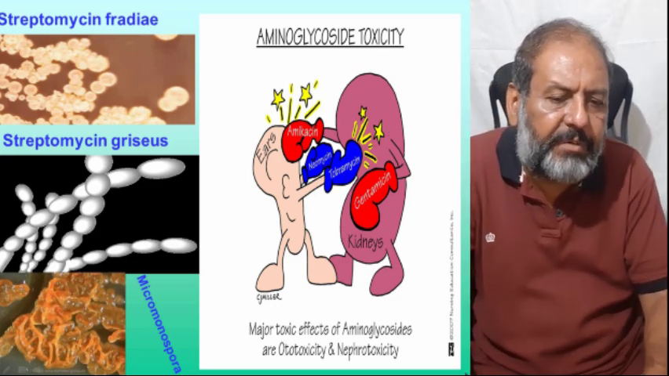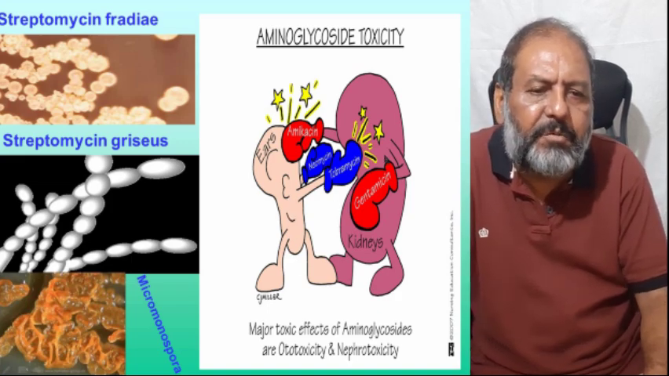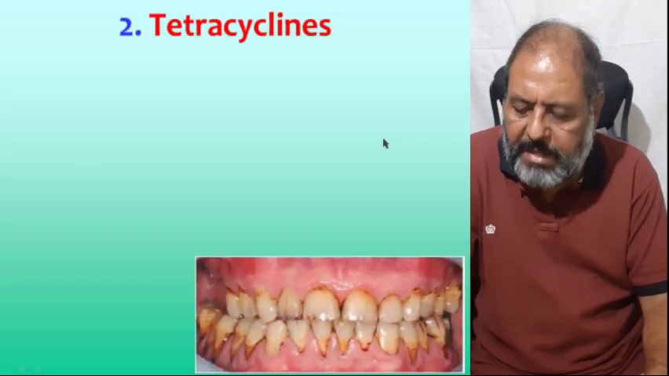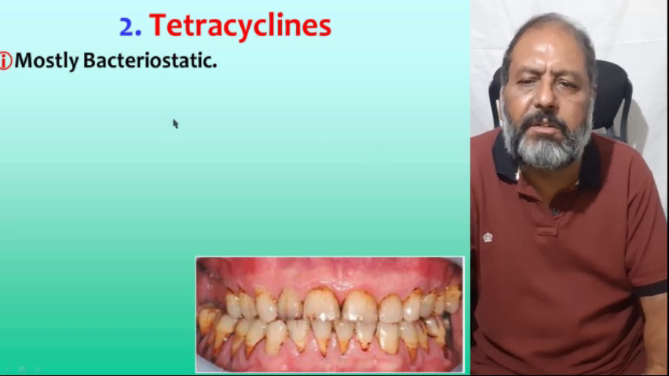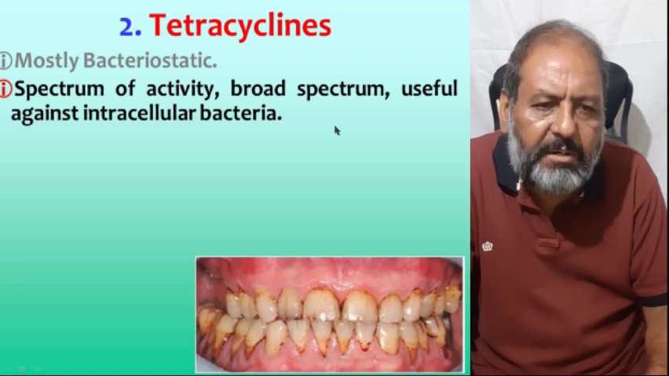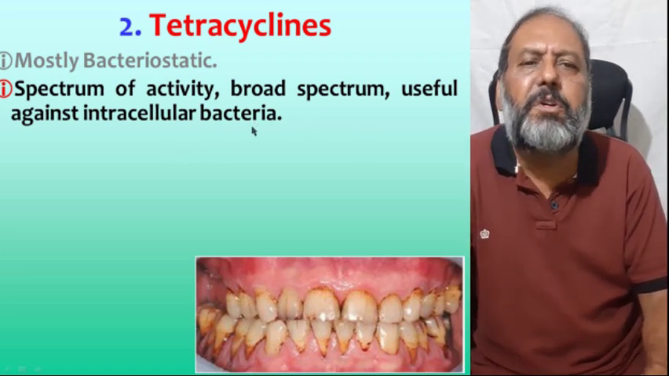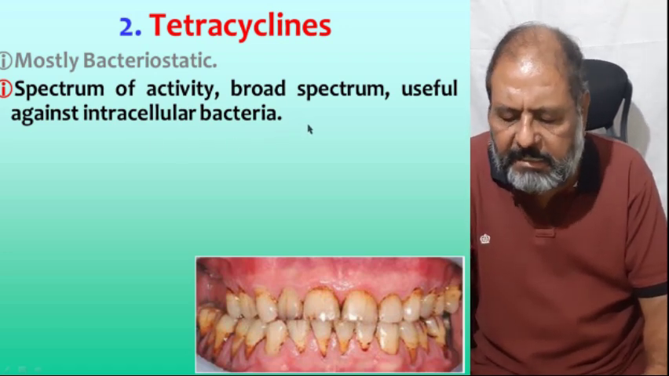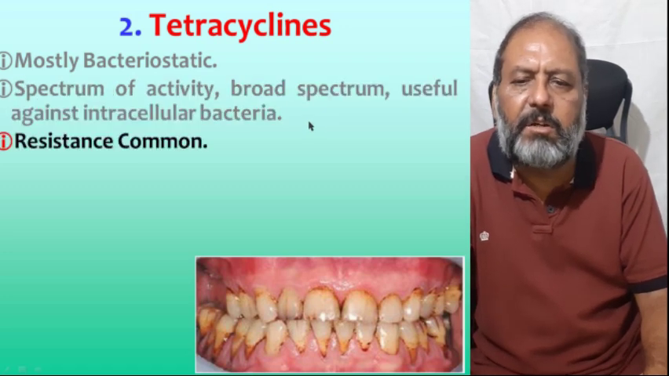And the major toxic effects are ototoxicity, that damages the ears, and nephrotoxicity, that is the kidneys are damaged. Now the tetracycline group: these are mostly bacteriostatic, and the spectrum of activity is broad, useful against intracellular bacteria, and that is the beauty of these tetracyclines. These are the only drugs which work inside the cell, and that is why these are called intracellular bacteria.